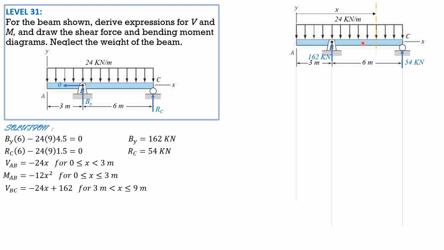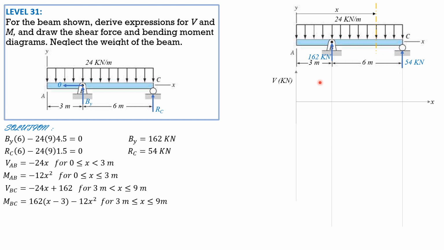For the moment, 162 times this distance, which is x minus 3, so 162 times x minus 3, minus the moment of the load, 24 times x with moment arm x over 2. Therefore, the moment in BC is 162 times quantity x minus 3 minus 12x squared. So MBC is 162 times x minus 3 minus 12x squared. So that's it for the shear and moment equations.